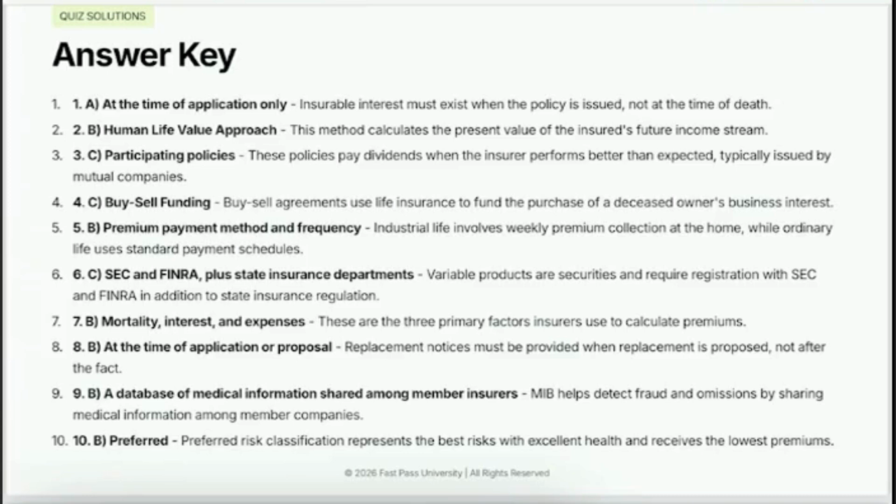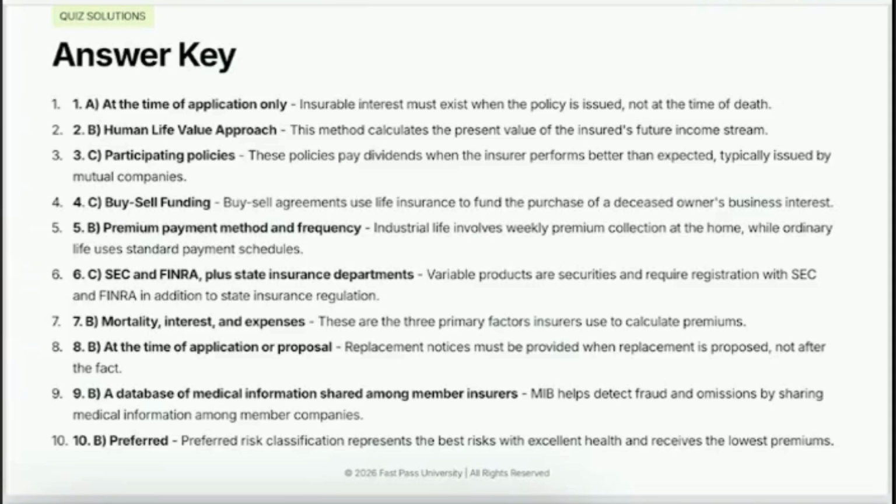Number 3, participating policies. These policies pay dividends when the insurer performs better than expected, typically issued by mutual companies. Number 4 is C, buy-sell funding. Buy-sell agreements use life insurance to fund the purchase of a deceased owner's business interest. Number 5, premium payment method and frequency. Industrial life involves weekly premium collection at the home, while ordinary life uses standard payment schedules.